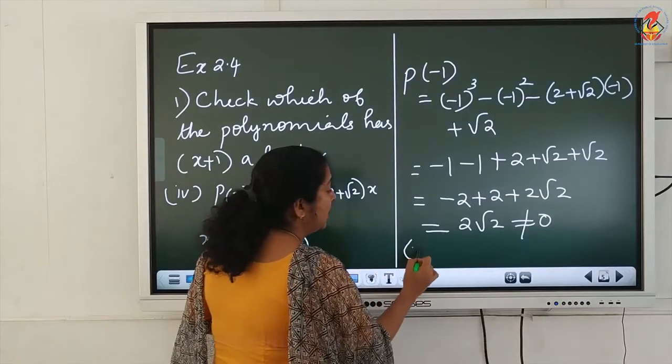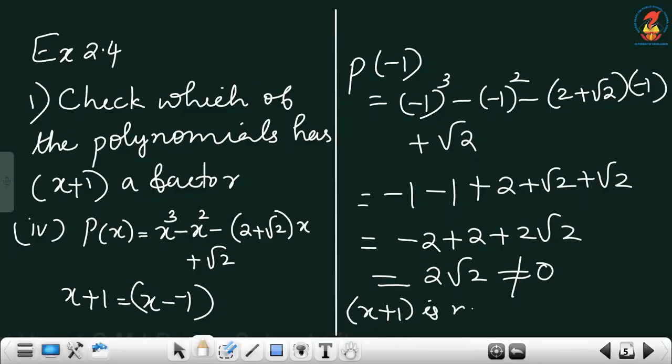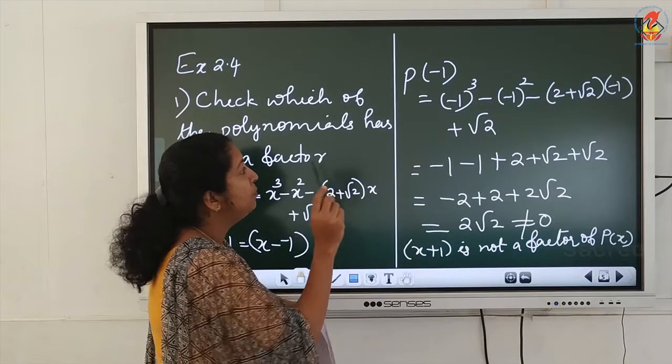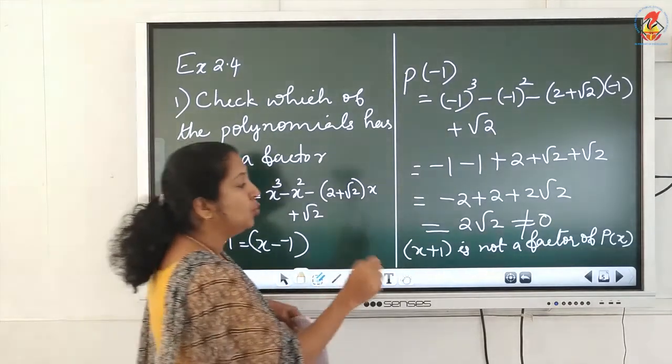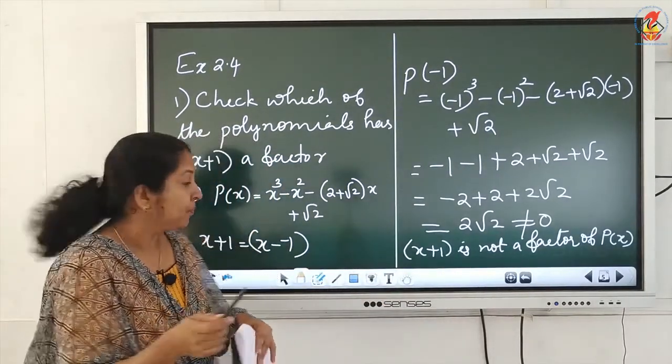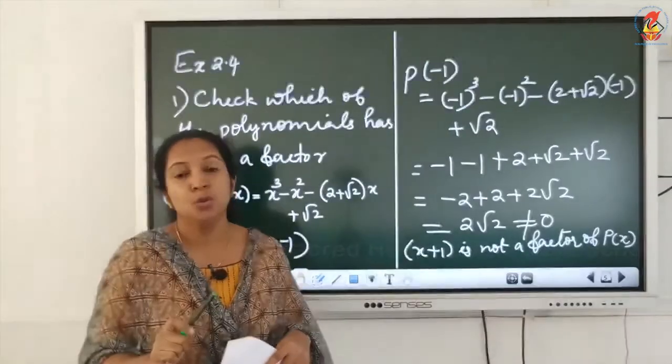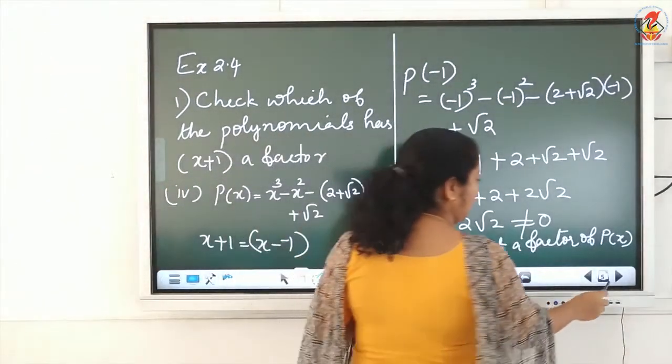That means x plus 1 is not a factor of p of x using factor theorem. So we have taken x plus 1 as x minus minus 1. Then we have taken p of minus 1, which we got as 2 root 2, which is not equal to 0. So x plus 1 is not a factor of p of x using factor theorem.